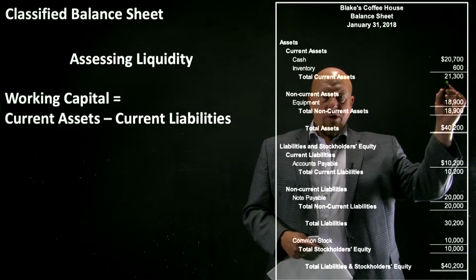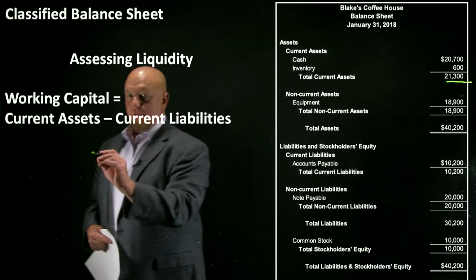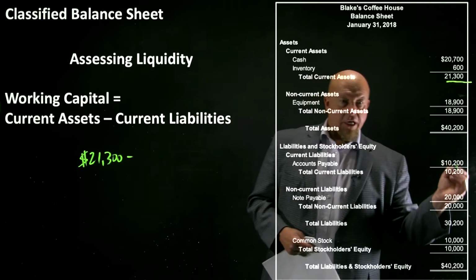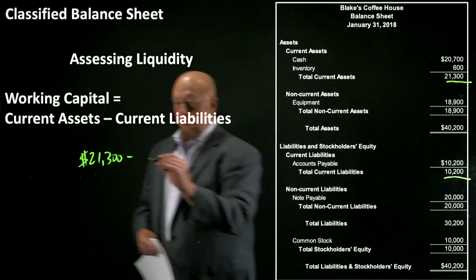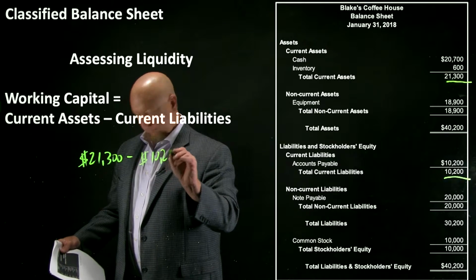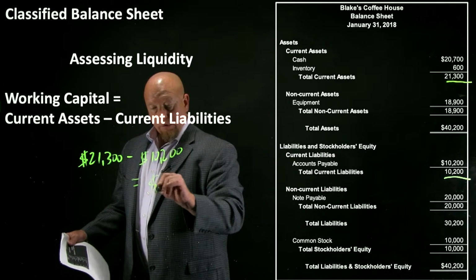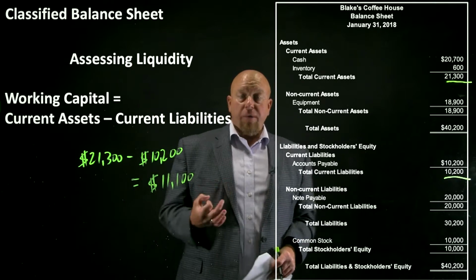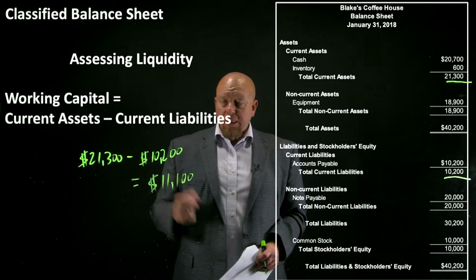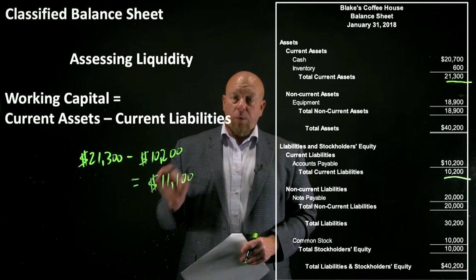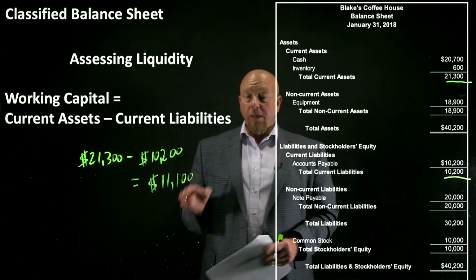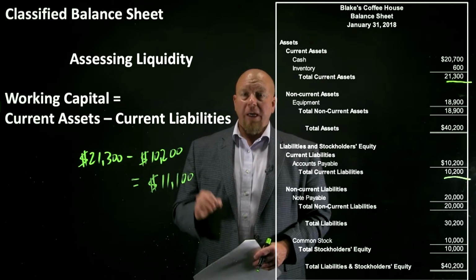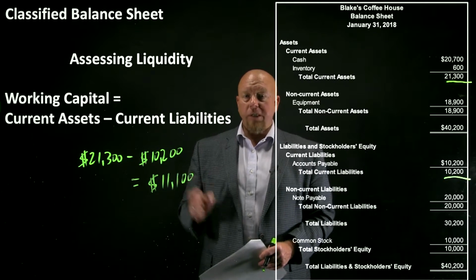So for our coffee house, current assets are $21,300. Current liabilities, $10,200. Which gives us a working capital of $11,100. So not only do we have a current ratio that's greater than 2.0, but we can see we've got $11,000 of wiggle room. The working capital in combination with the current ratio gives you a pretty good indication of the company's short-term health, its ability to pay its obligations within the short term.